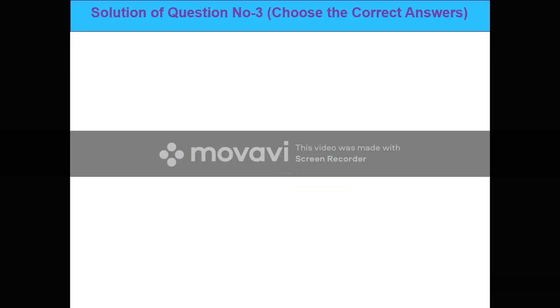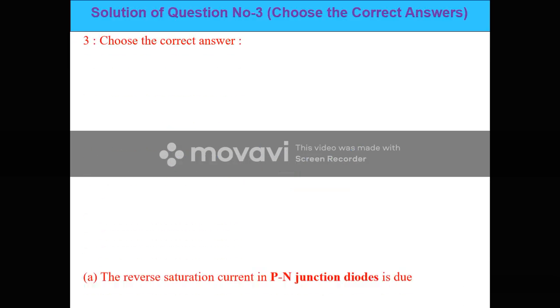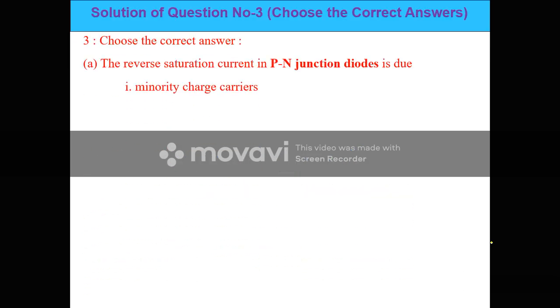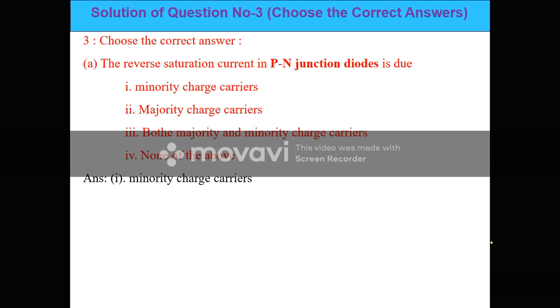Question number 3, choose the correct answer. Reverse saturation current in PN junction diode is due to: minority charge carrier, majority charge carrier, both majority and minority charge carrier, and none of the above. So reverse saturation current in PN junction diode is due to minority charge carrier.